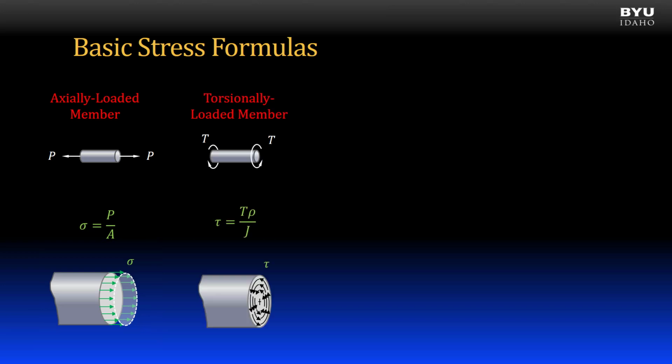Next, torsionally loaded members are loaded with a torque about the member's primary axis. The internal torque on a cross-section causes shear stress on the cross-section. The stress equation is: shear stress is equal to internal torque times radial distance rho divided by the polar moment of inertia of the cross-section. Note that the distribution of shear stress on the cross-section is not uniform. It is maximum at the outside edge and zero in the very center. The direction of the stress changes over the cross-section.